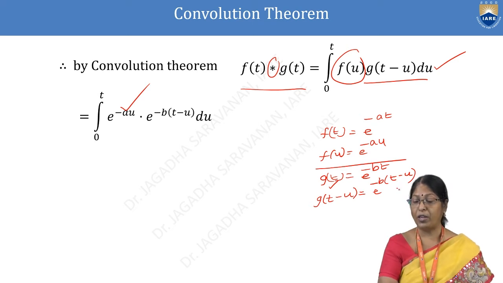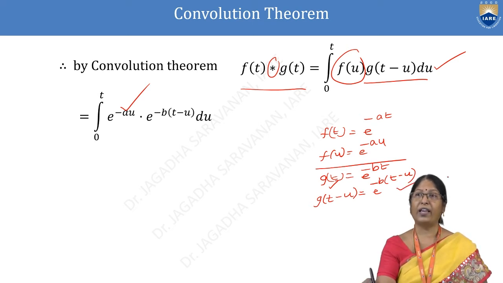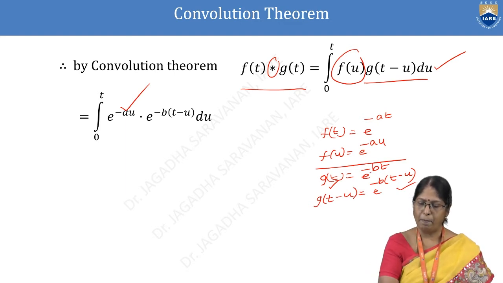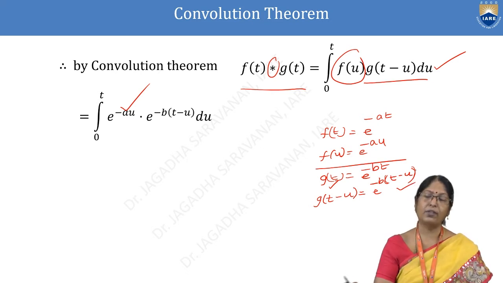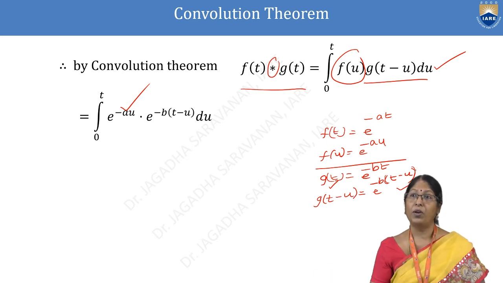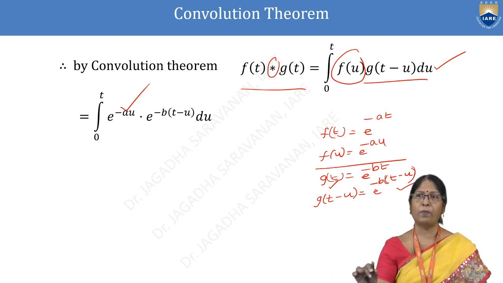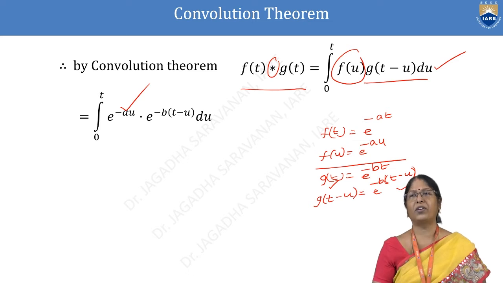This is a very important thing, because there is room for careless mistakes here. In the t place we are substituting, that means the bracket in minus b of the bracket is very important. Minus b is common to t minus u. If you miss this bracket, it leads to a careless mistake, and in the entire problem we can't reach the correct result.